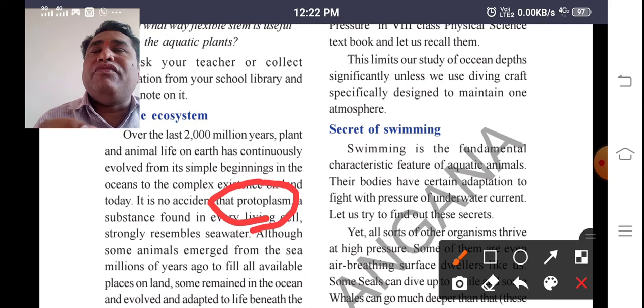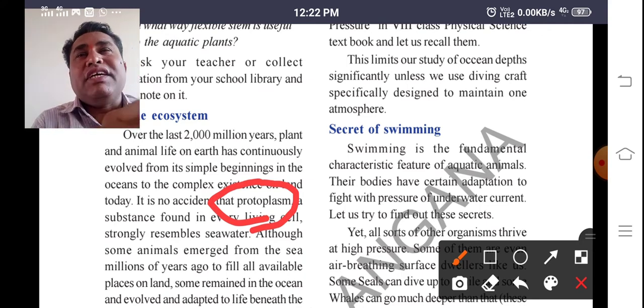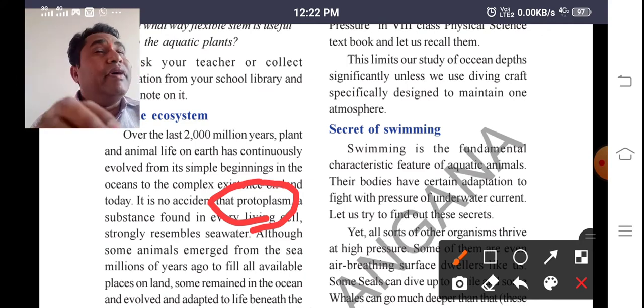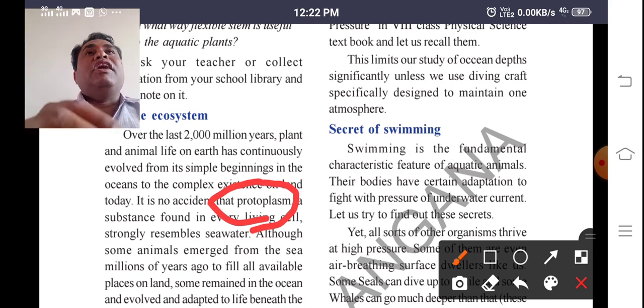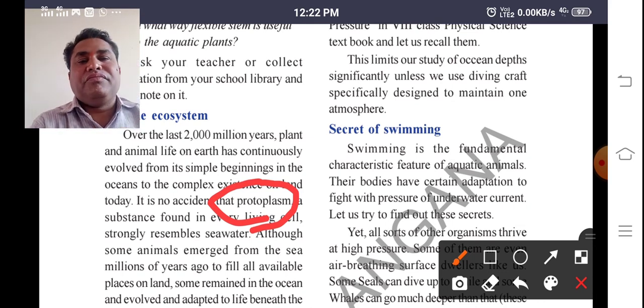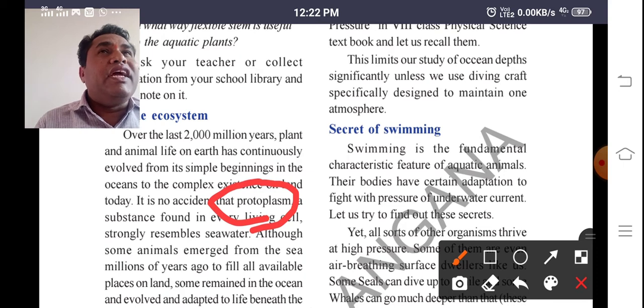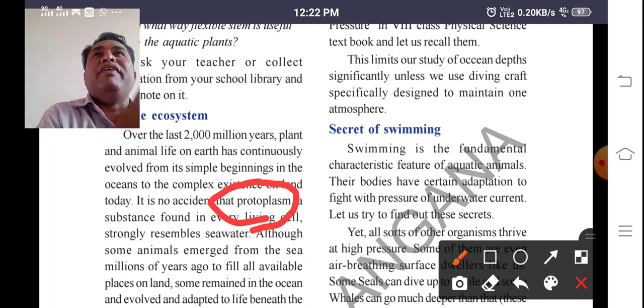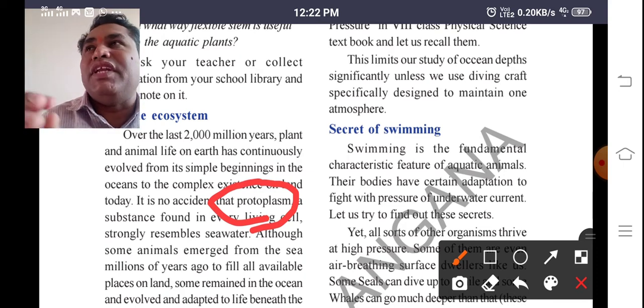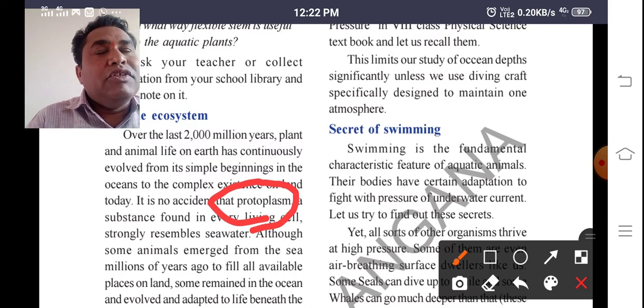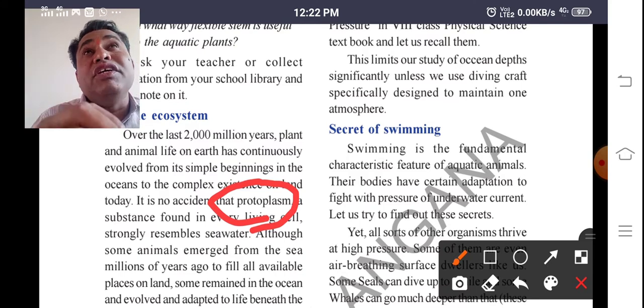For the formation of single-celled organisms, the basic component is protoplasm. By this protoplasm, the surrounding cell wall is formed, then it forms a single cell which has life. They are called single-celled organisms. For example, from the beginning until today we study single-celled organisms like amoeba, euglena, paramecium, and yeast. These are unicellular organisms.